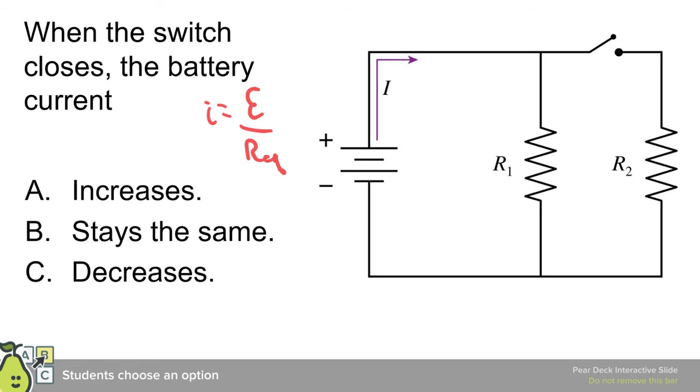Before we throw the switch, the equivalent resistance of the circuit is just R1, so not that interesting. When we throw the switch, we decrease that denominator, and so we increase the current.